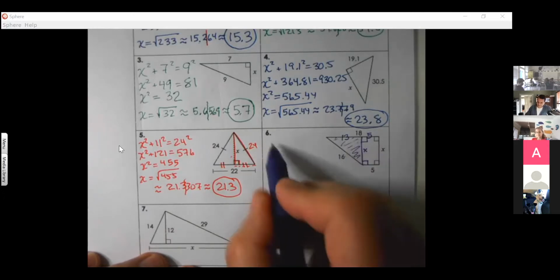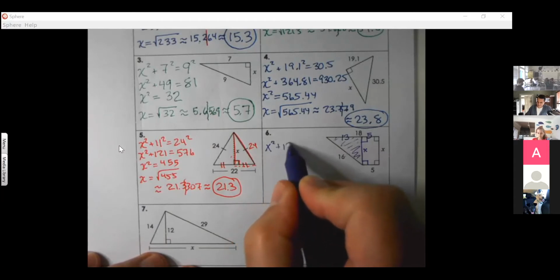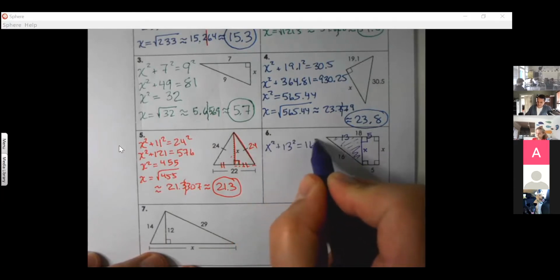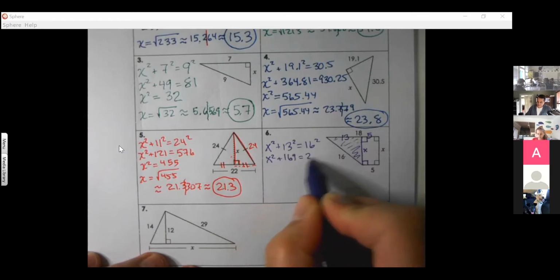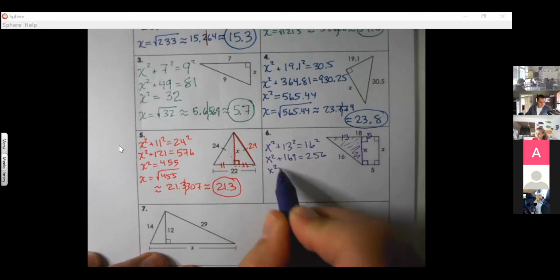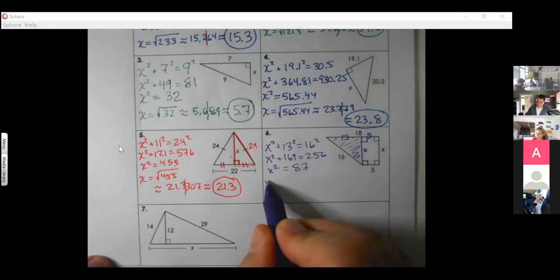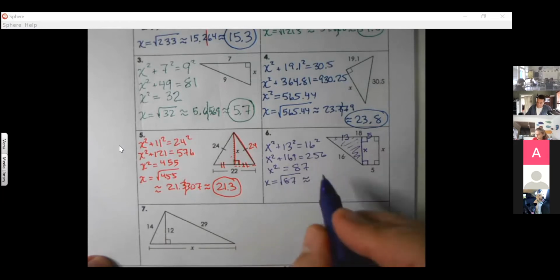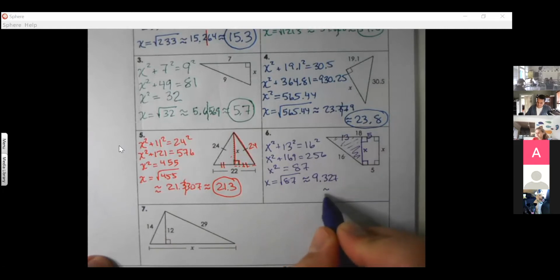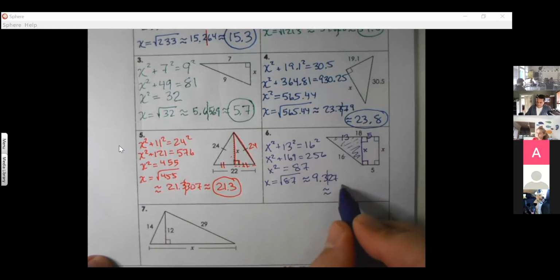So I can say that x squared plus 13 squared equals 16 squared. x squared plus 169 equals 256. x squared equals 87. So x is the square root of 87, which comes to 9.327, which rounded to the nearest tenth would be 9.3.